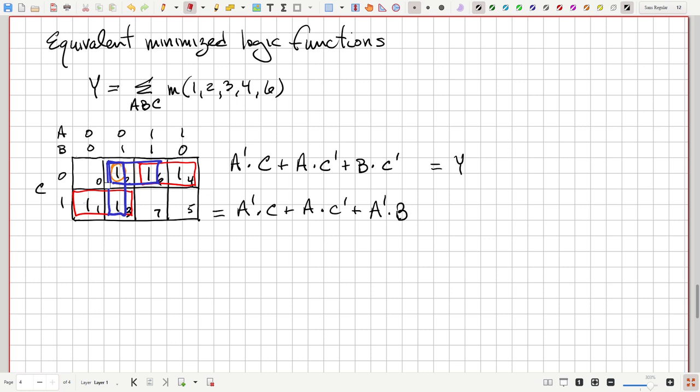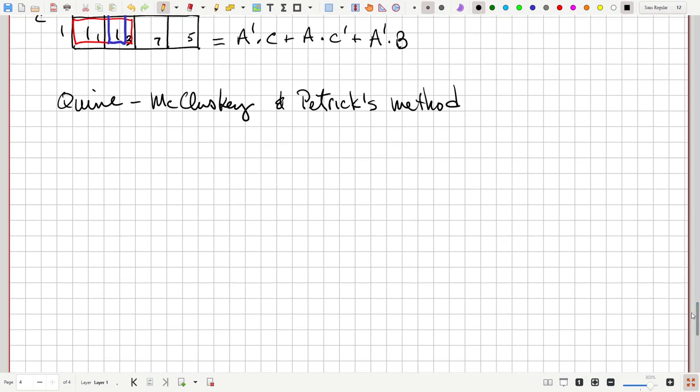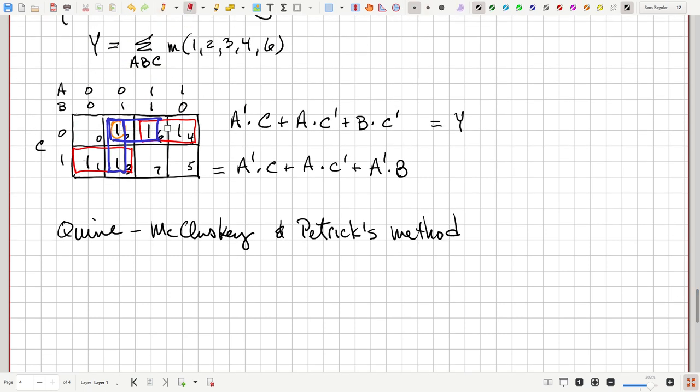And in the next lecture, we'll talk about the Quine-McCluskey algorithm. Some people pronounce it differently, but I mostly hear Quine-McCluskey. And another add-on we need is called Petrick's method. And this is basically just a computerized way to do K-maps. And it doesn't require us to actually graph things in two dimensions.